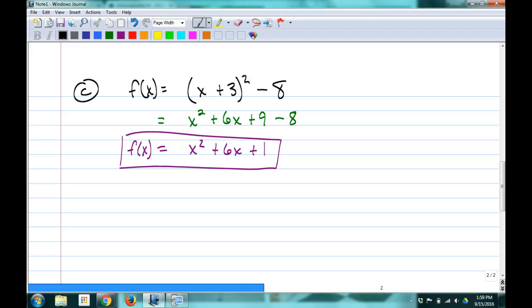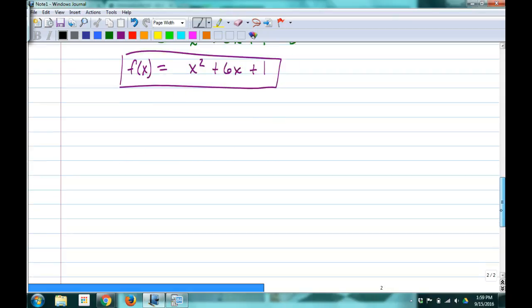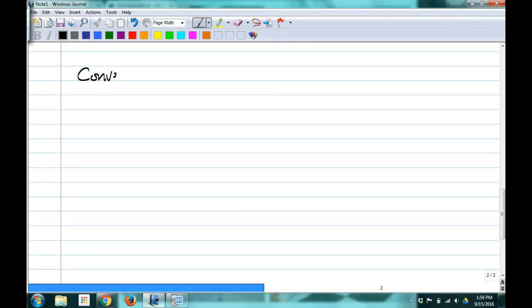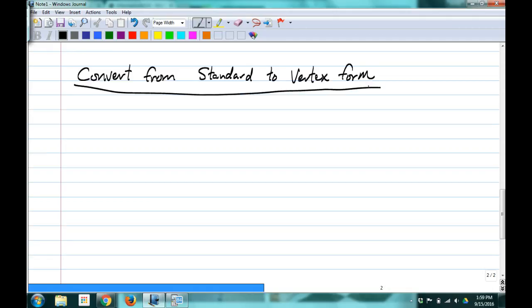Let's go the other direction, which is a little bit more difficult, but convert from standard to vertex. And kind of in parentheses there, this is where we want to complete the square. That's how we want to do that. So let's just get a few examples of this.